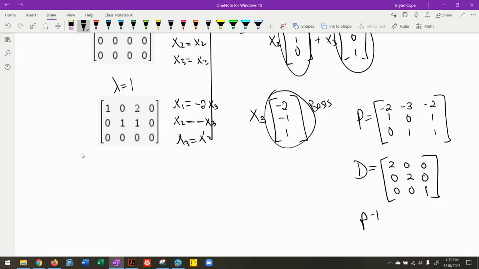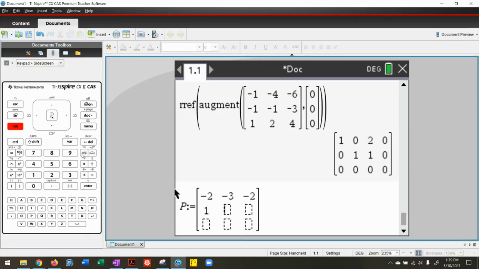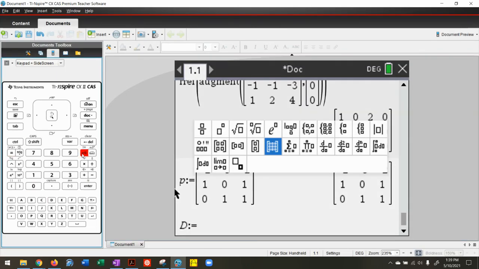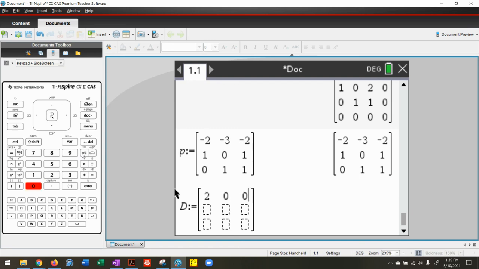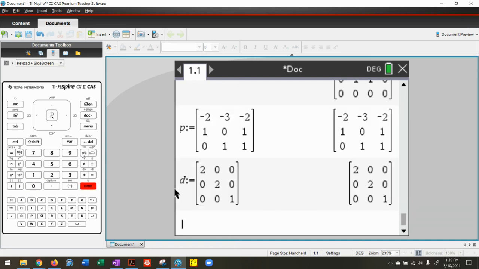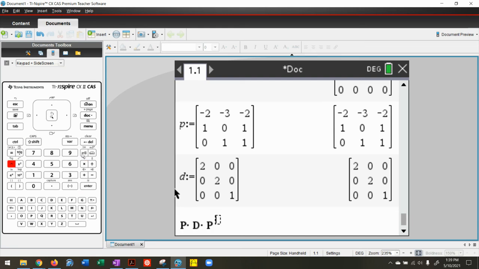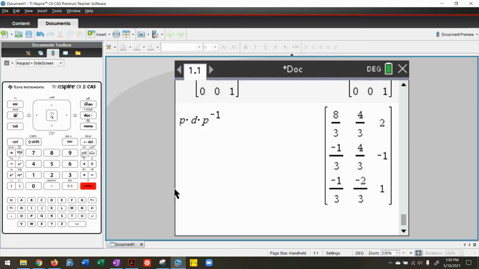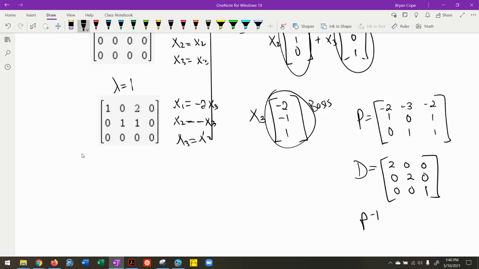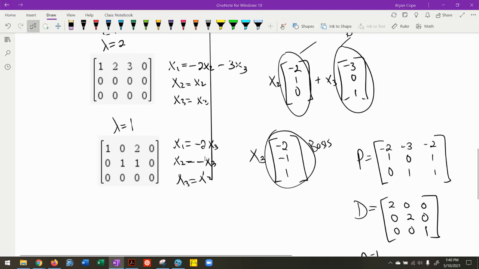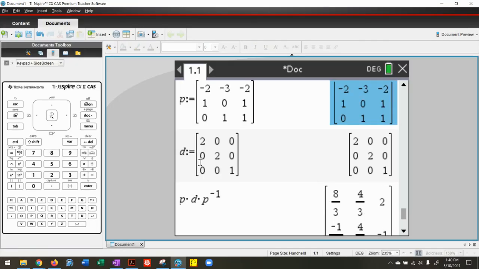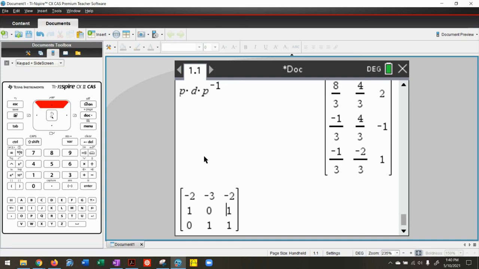Okay, P is negative 2, negative 3, negative 2, 0, 1, 0, 1, 1. D is 2, 0, 0, 0, 2, 0, 0, 0, 1. And we're going to try to do P times D times P inverse and see does that equal A. Uh-oh, we have a problem. I typed something wrong. 0, negative 3, 0, 1. Oh, there's the problem. This should be a negative 1.